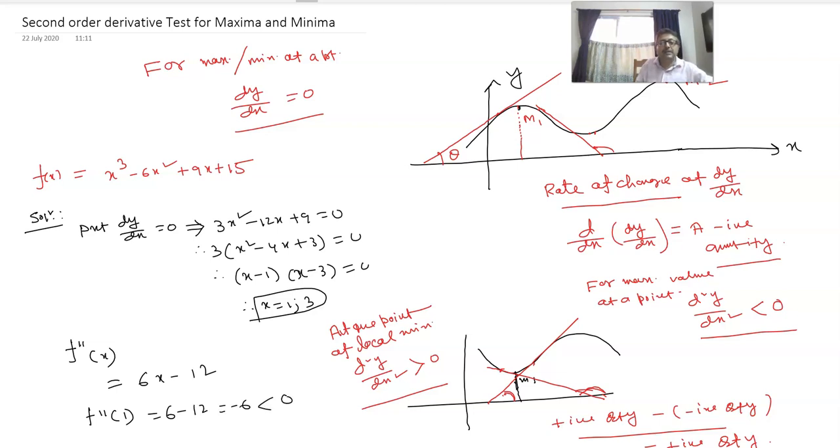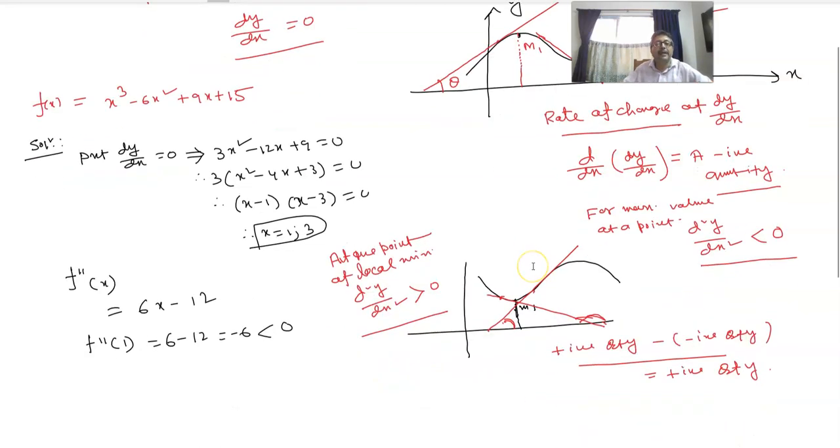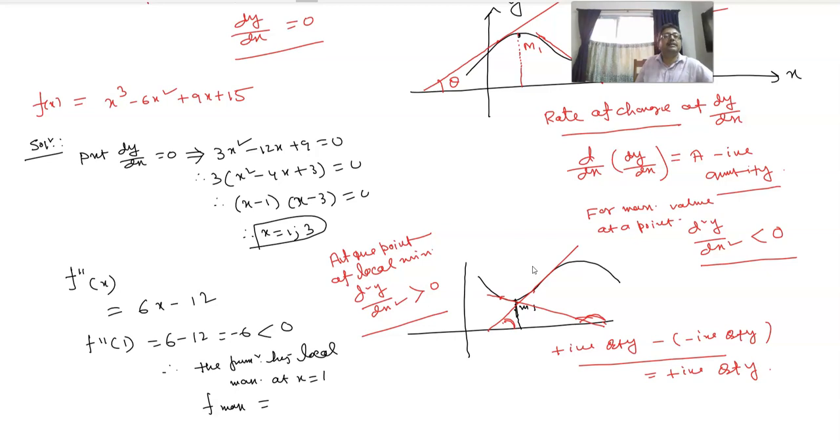Less than 0. So less than 0 means at x equal to 1, these are two critical points. So at x equal to 1, the function has local minima by second order derivative test. Therefore, the function has local maximum at x equal to 1, and the max is given by, put x equal to 1 there, 25 minus 6, that is 19.